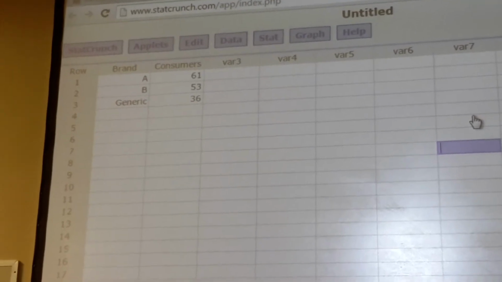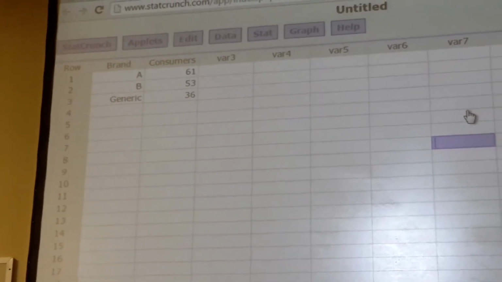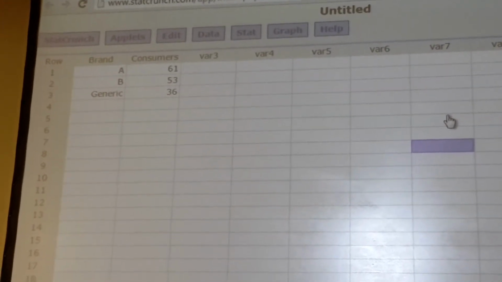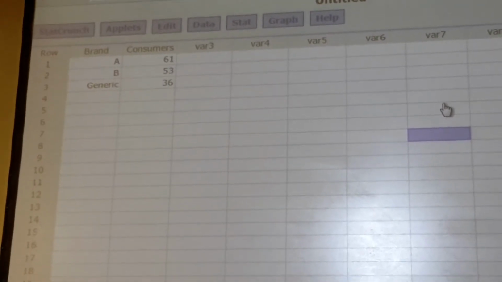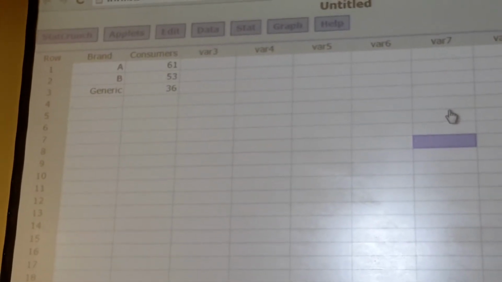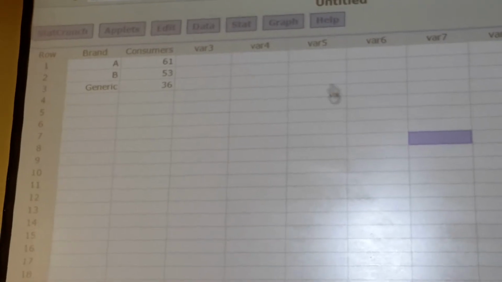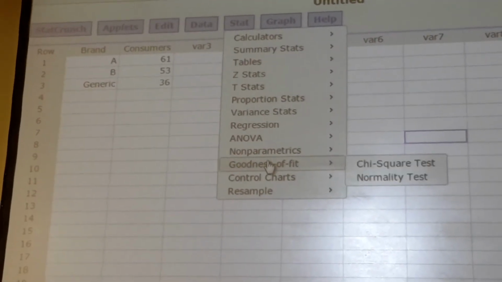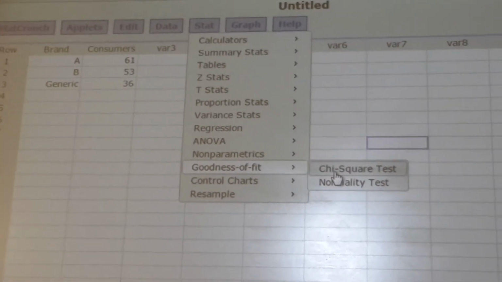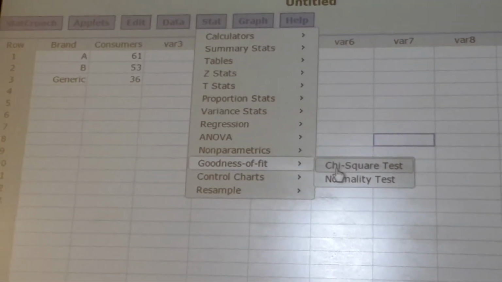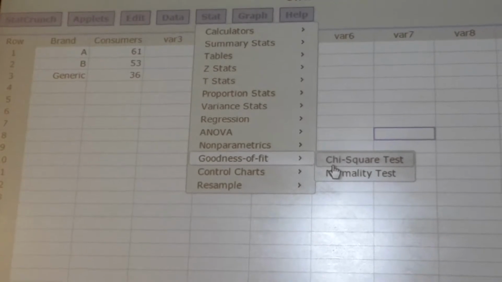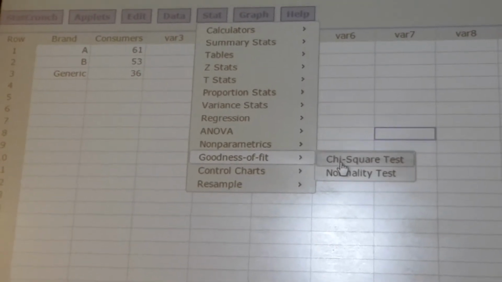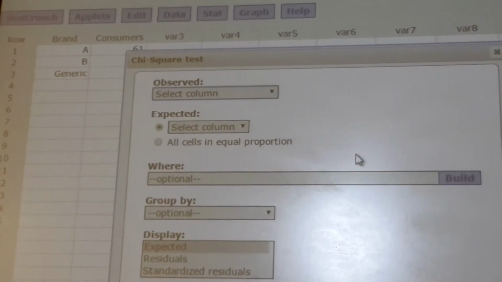When we're comparing a single outcome variable using a chi-square test, it's something called a goodness of fit test. So we'll go to stat, and there's an option down here for the goodness of fit test, and chi-square. It looks like chai or chi or shy, but it's pronounced chi. We go to our chi-square test.